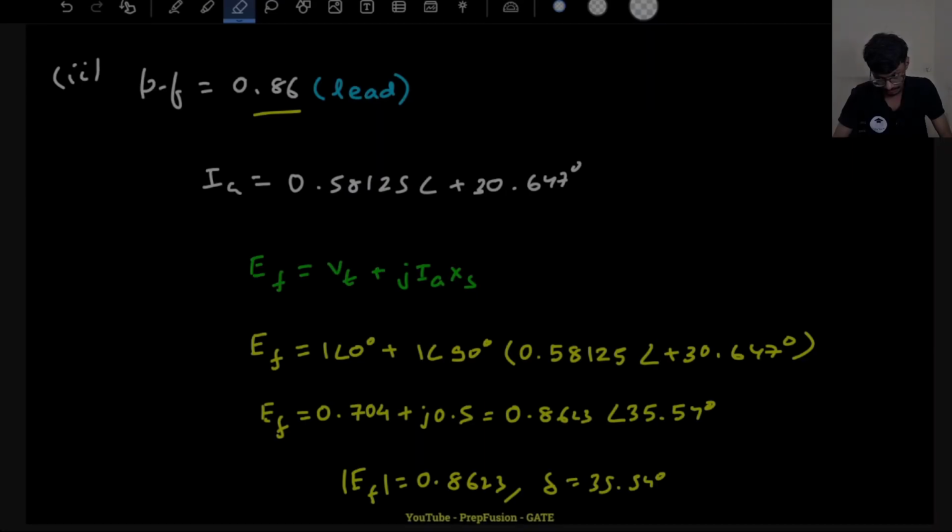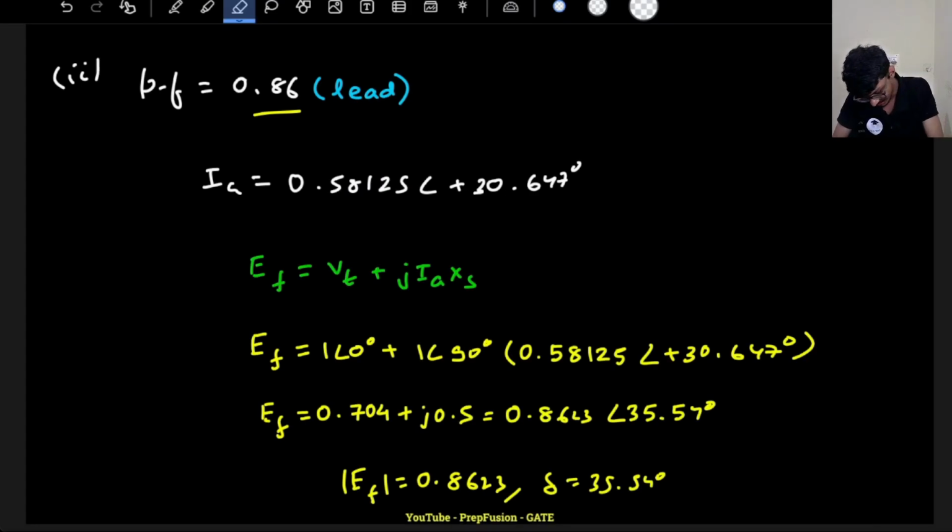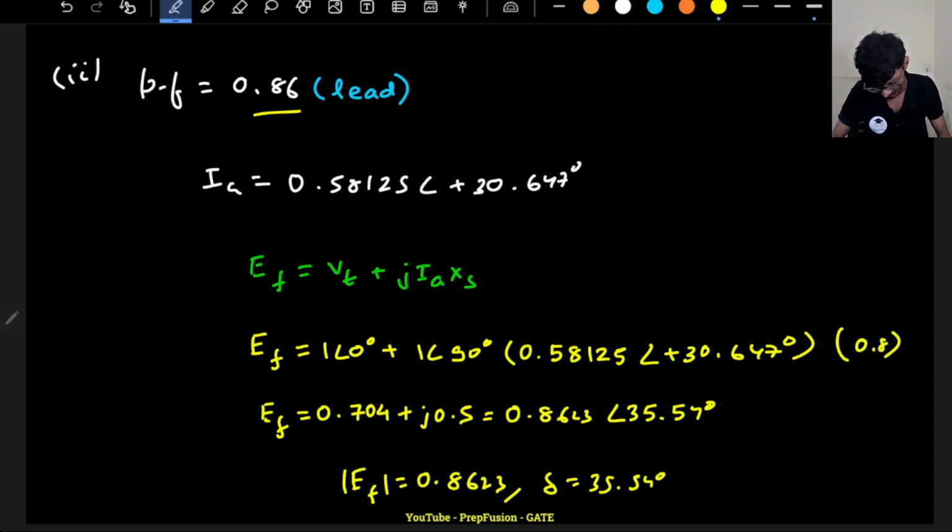And yeah, one small mistake I had done. This is not 1, right? 1 angle 0. It is 0.8. I forgot, it is XS. XS is 0.8. This is 1 angle 0, but I forgot to write the XS here. So 0.8 should be there actually. Sorry, that is my mess up. So that's why I calculated a different value. So 0.58125 into 0.8, that is 0.465.